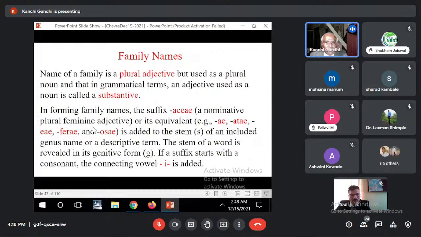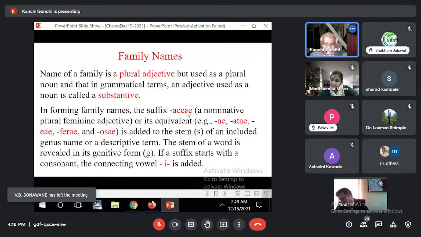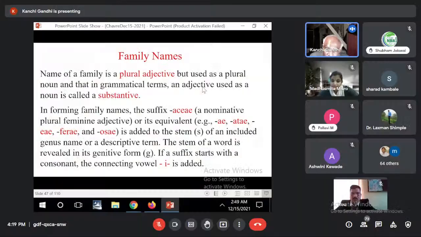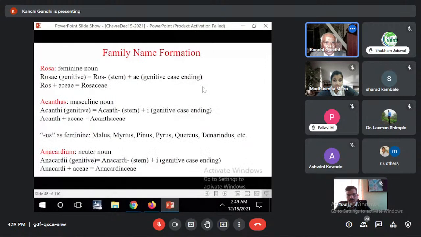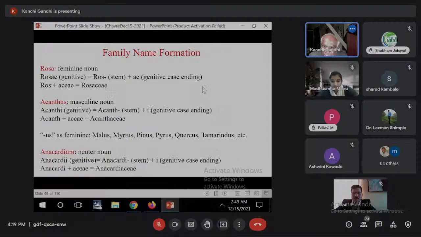I already mentioned what a family name is. The family name is a plural adjective, but used as a noun. In forming a family name, we add the suffix aceae, which is a plural feminine adjective. Sometimes instead of adding aceae, for some families, we also add ae or eae or oideae. These are alternative suffixes added to make family names. I give an example. Rosa. Now, this is important. Please look at your handout.